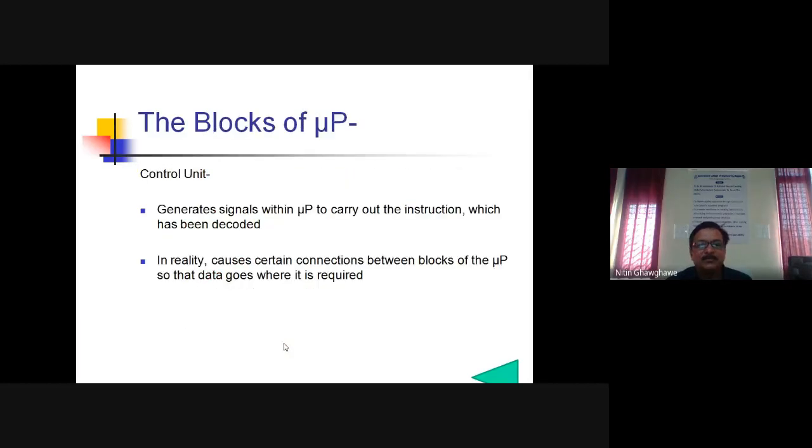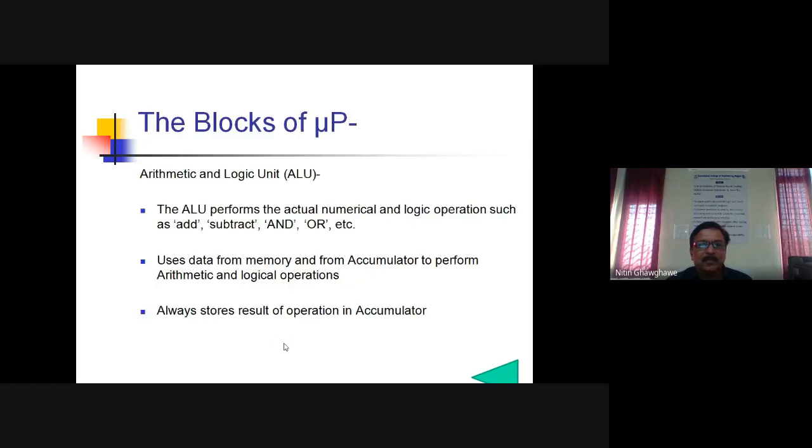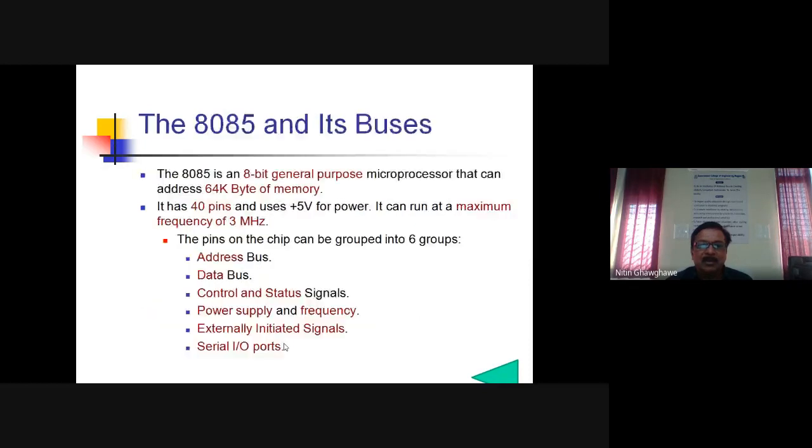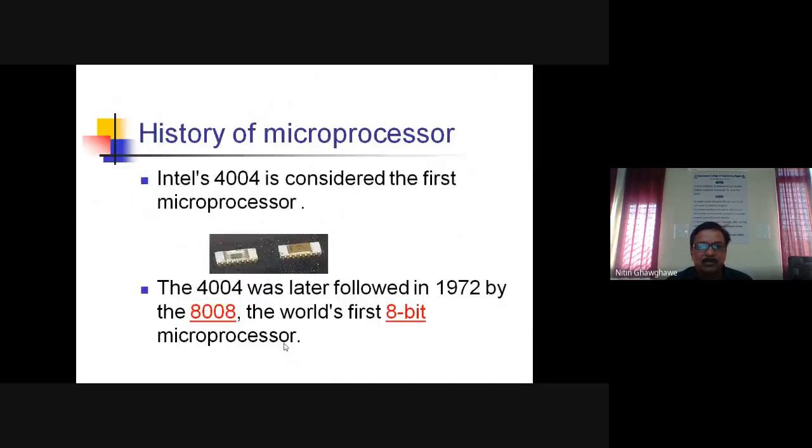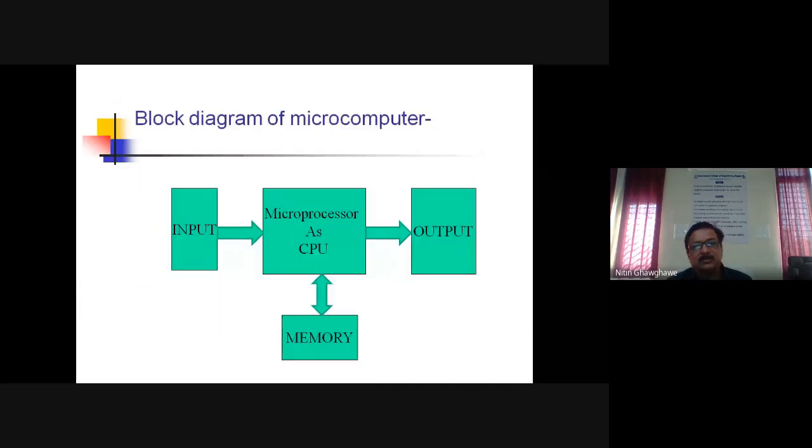Well, now again I just go to the block diagram of a microcomputer. Now you can think how the processing of microprocessor takes place. See, basically microprocessor 8085 can be interfaced with memory, it can be interfaced with input device, it can be interfaced with the output device. Here you can see the arrows.